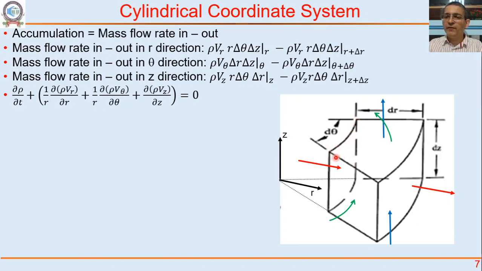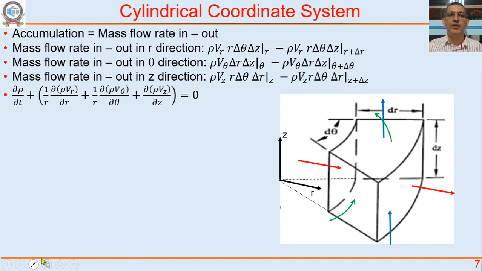Okay, now area of this face is dr dz. Area of this face, back face, is dr dz. Area of this top face is r delta theta multiplied by dr. Area of this curved face is r delta theta multiplied by delta z. Okay, try to visualize. So now we have velocities in r direction, theta direction and z direction.